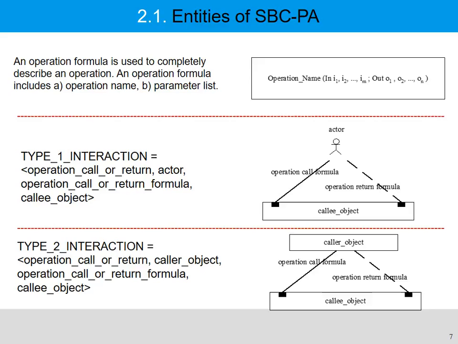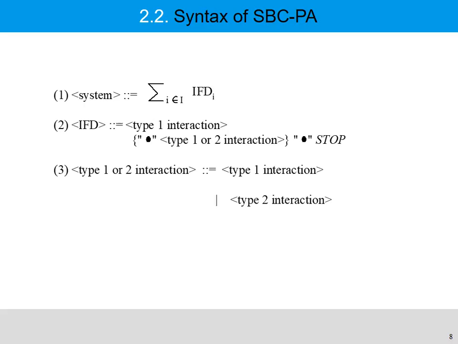There are two kinds of interaction in SBC process algebra. Type 1 interaction is an interaction between an actor and the COE object. Type 2 interaction is an interaction between the caller object and the COE object.